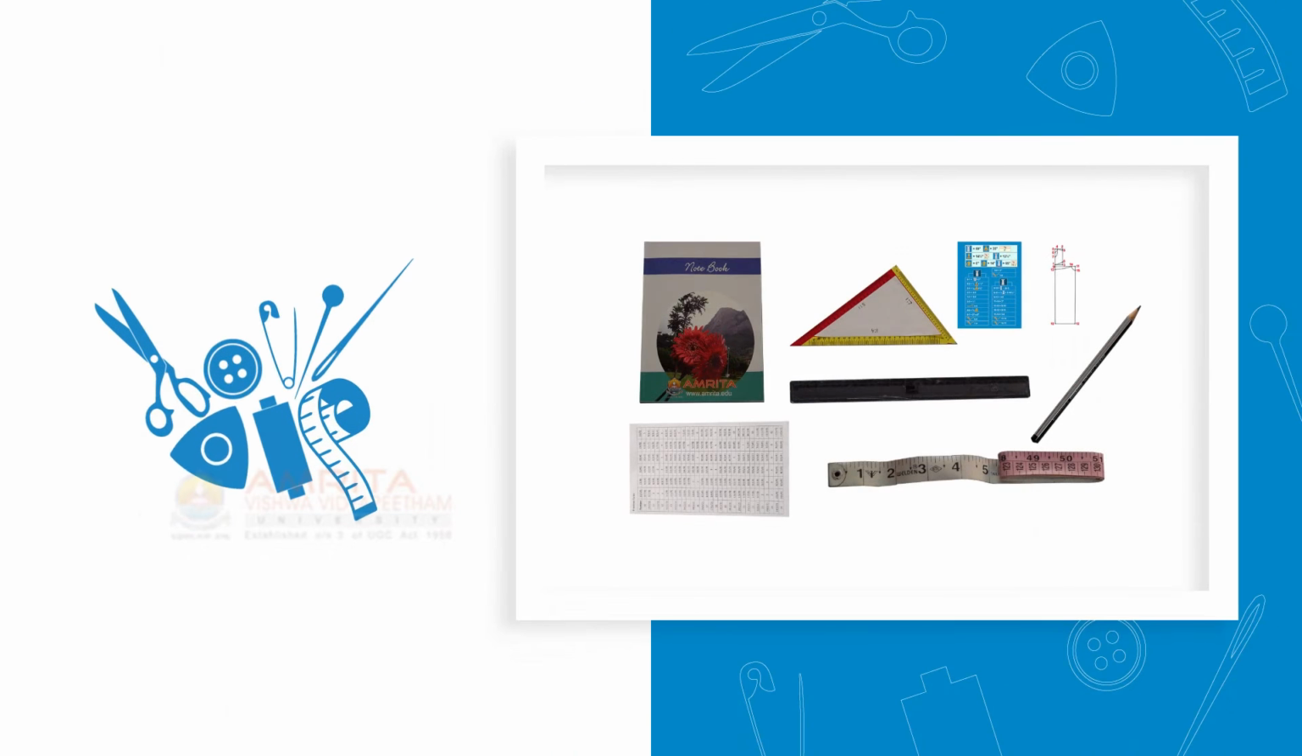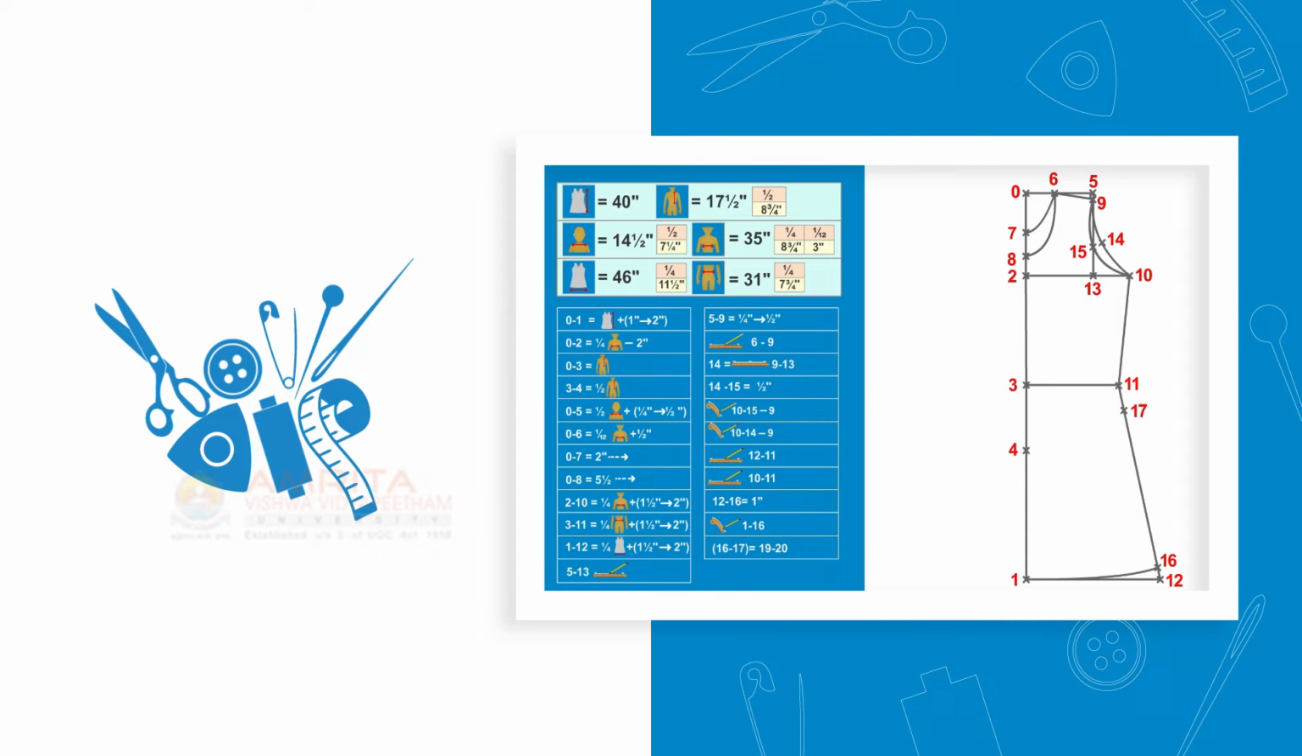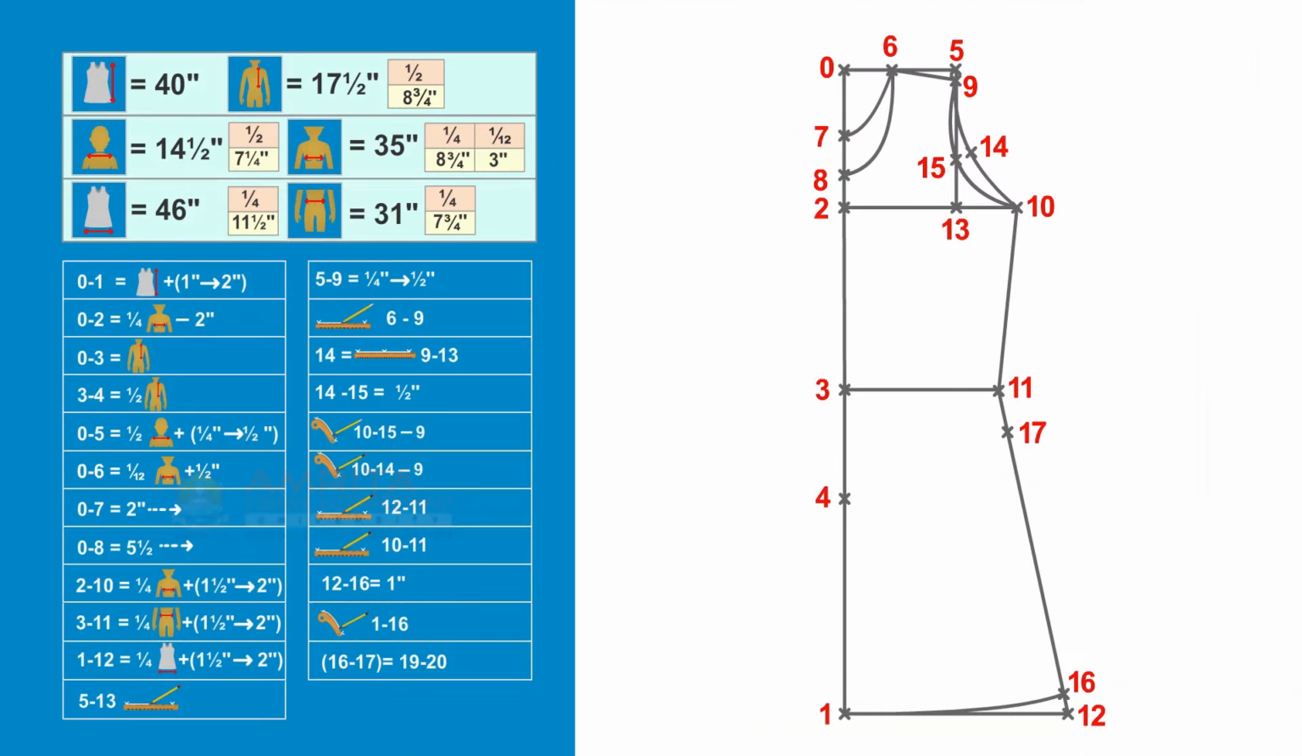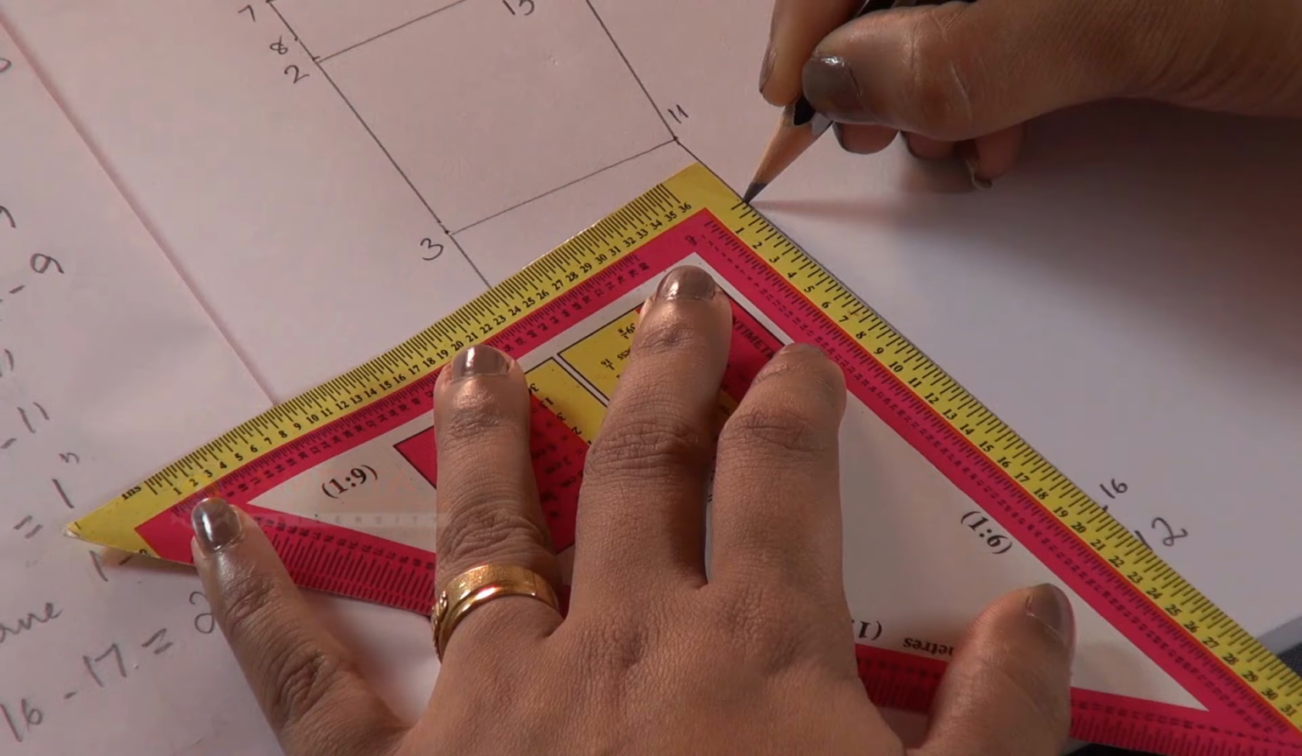Let's first familiarize with the tools and materials required for doing this exercise. They are notebook, pencil, triangular scale, measuring tape, pattern and drafting instructions, fraction table, and scale. Now let's see how to draft the kameez pattern in notebook using a triangular scale.